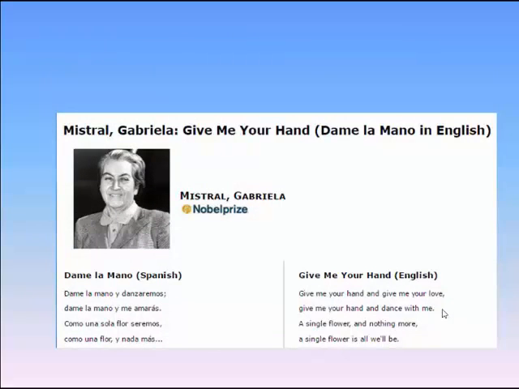Here we have a poem by Gabriela Mistral called Give Me Your Hand. That is the translation. And in Spanish it was Dame la mano. Can you see anything different in translating Dame la mano and give me your hand? Okay, the verb dar is the verb give, yeah? Dame, give me. Hand is mano. But why is la your? Why is it give me your hand?